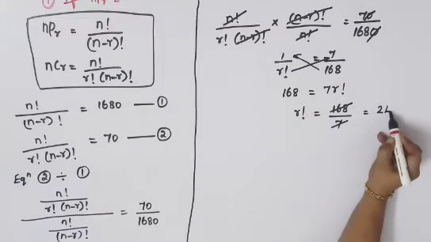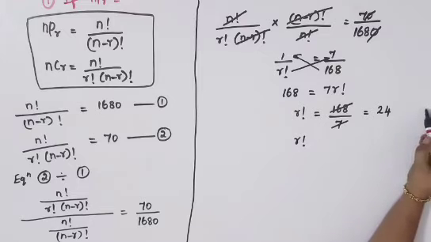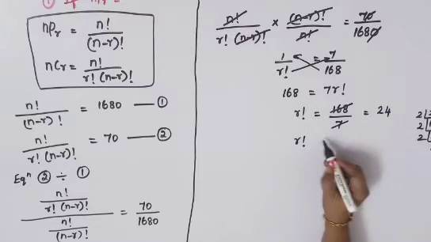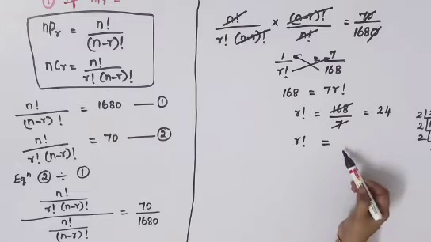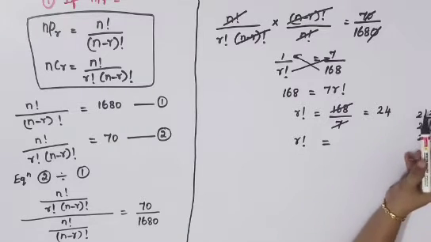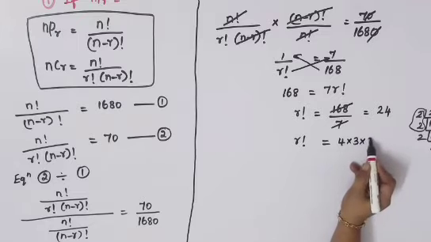Cancelling the 7 and 168, you get 24. So r factorial is equal to 24. Just divide it: dividing by 2 you get 12, again dividing by 2 you get 6, dividing by 2 you get 3. Now you have to get consecutive numbers. 3 is there, 2 is there, and if you multiply these two you get 6, so we start from 4. 4 into 3 into 2 will be there.